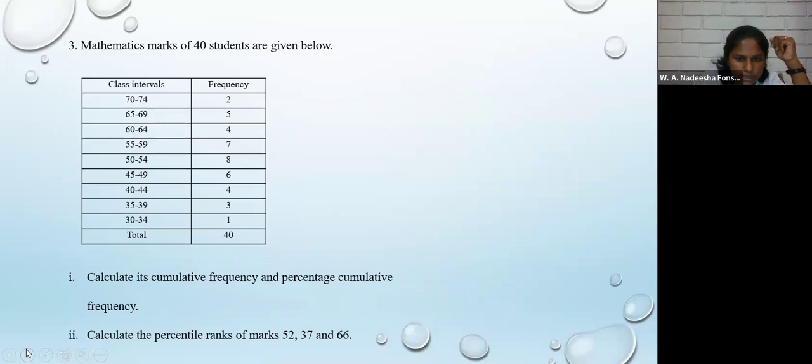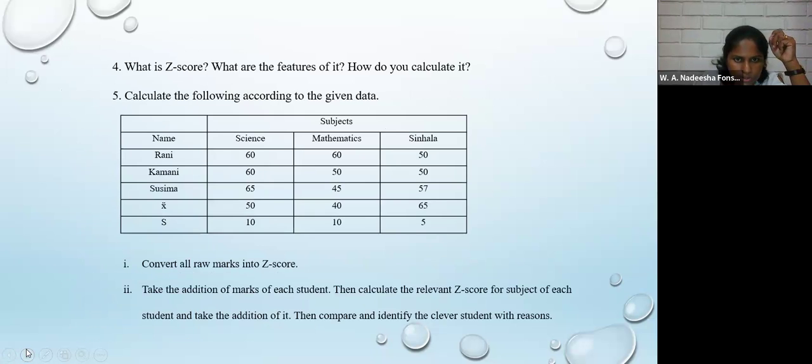Then regarding Z scores, try to find the answers. What is Z score? What are the features of it? How do you calculate it? So what is the Z score? Can anyone tell me? What is the Z score?